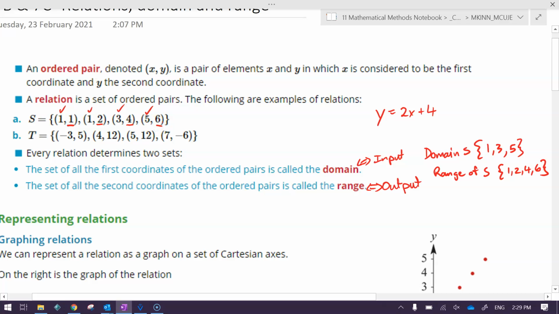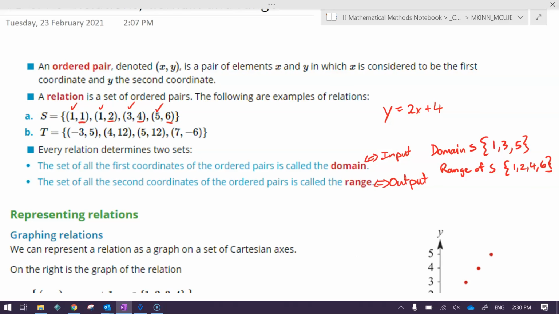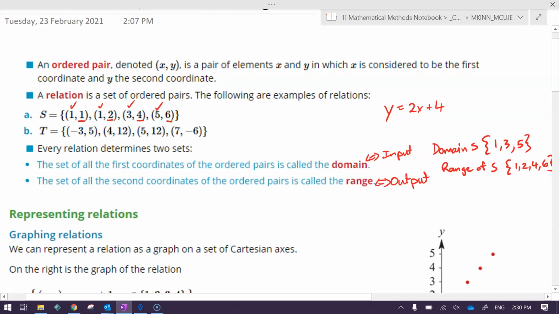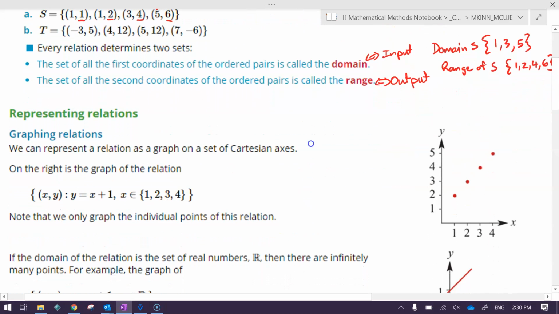So domain: the values that you can put into your relation, your rule. Range: the possible values you can get out of your rule. Make sure you know that one. So that's going to become very important. So we can define them by writing out the set of ordered pairs. We've already seen that in those examples for S and T. How else could we do it? We could give a rule.